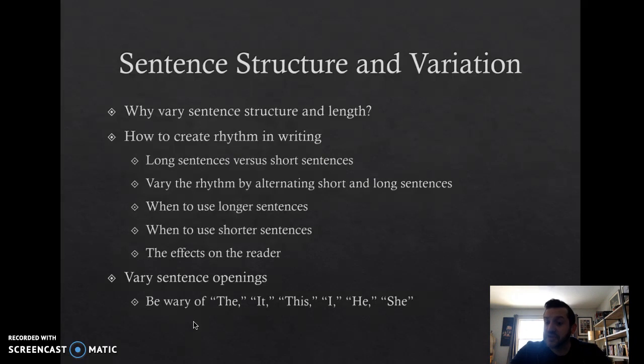And most students are pretty good with this, but the big problem is how we open our sentences. If you have a bunch of sentences in a row that are "The blank, blah, blah, blah. The blank, blah, blah, blah," that repetition of "the" can really throw off the reader. And these are really the big ones that we use all the time. So just be careful of this.